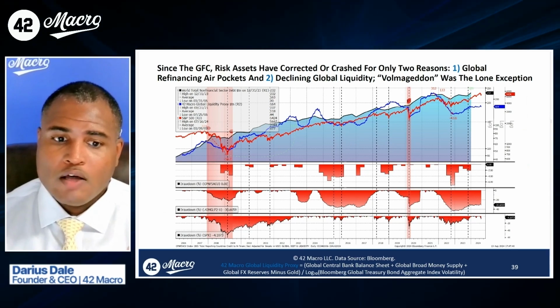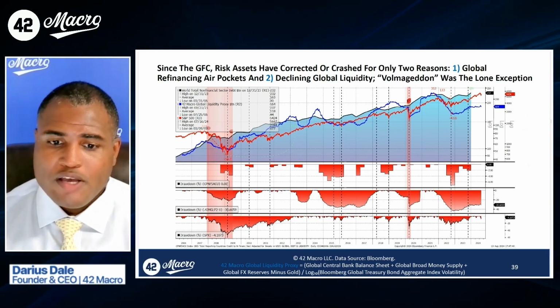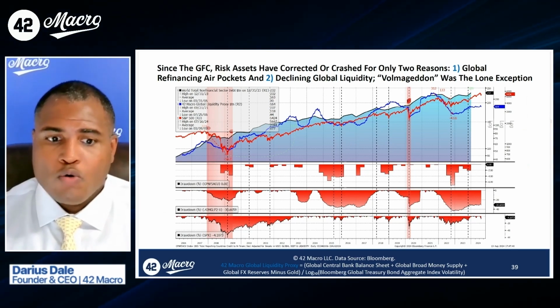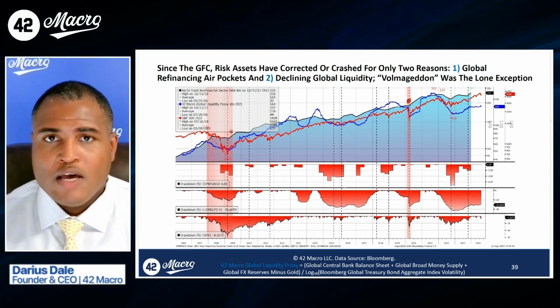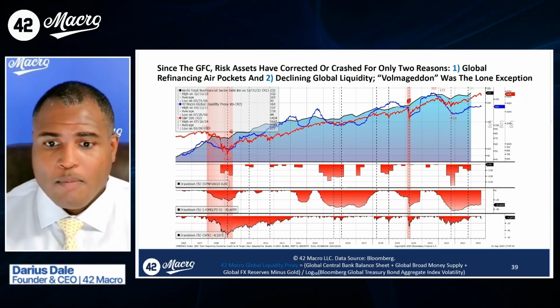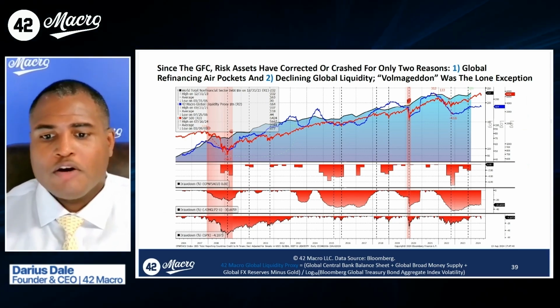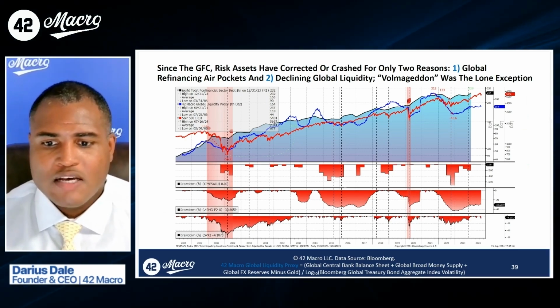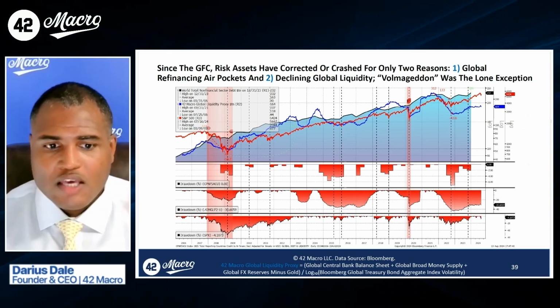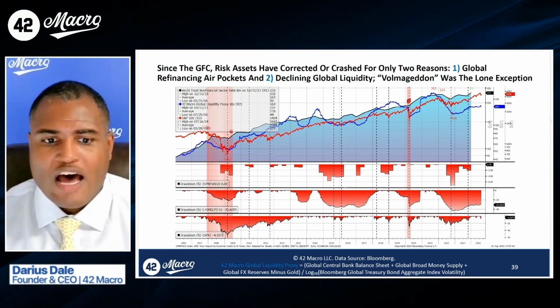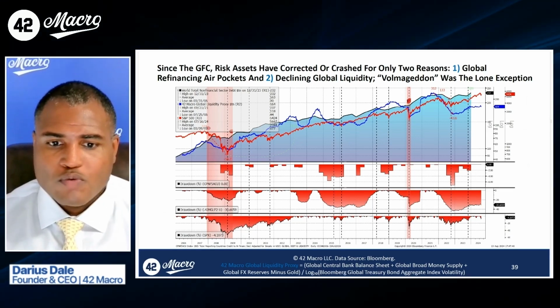Number one, global refinancing air pockets, which means that you had a drawdown in the total amount of non-financial sector debt, which means the borrowers, the entities that had previously borrowed, were unable to get their prior leverage refinanced. You saw an actual decline in the overall nominal stock of total non-financial sector debt. And so that's reason number one.